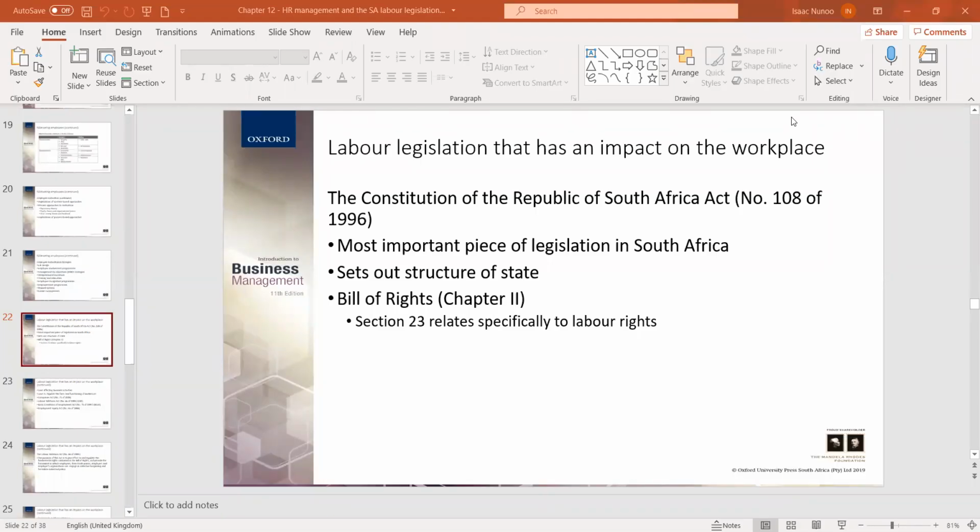An important aspect in terms of human resource is that there are some forms of laws in the environment in terms of human resource activity, in terms of labor rights, in terms of labor laws. And once we are discussing the concept of human resource, we cannot ignore the Constitution of South Africa, Act number 28, 1996, which has also laid out certain requirements and laws that need to be followed in terms of human resource. It is the most important piece of legislation and sets out the structure of the state, the Bill of Rights. Chapter 23 relates specifically to labor rights.